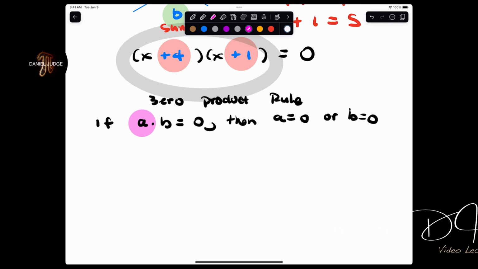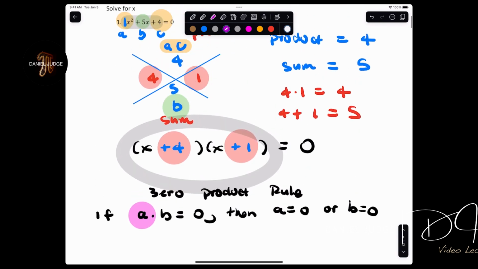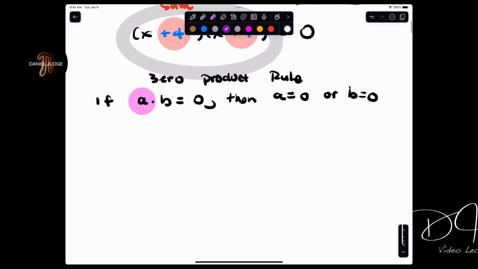Okay, we'll say pink is A, and I guess we'll use brown. Brown is B, so that means either A is equal to 0 or it means B is 0. Either the first term is 0 or the second term is 0. This is called the zero product rule.